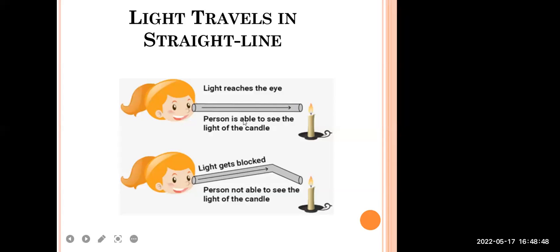Now, if I bend the straw and again try to see through the other end, I am not able to see the flame because light will not bend. It will not travel in a zigzag manner. It will always travel in a straight line. So this light will pass and move away in a straight line like this. It will not bend and go like this. So from this experiment, we can conclude that light travels in a straight line. This is one of the characteristics of light.